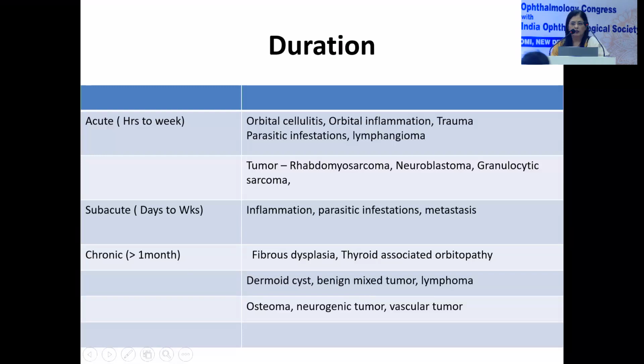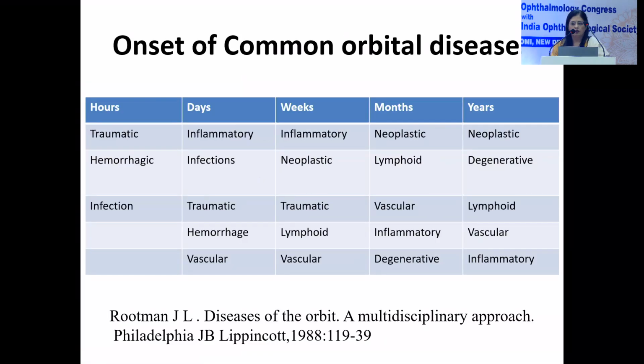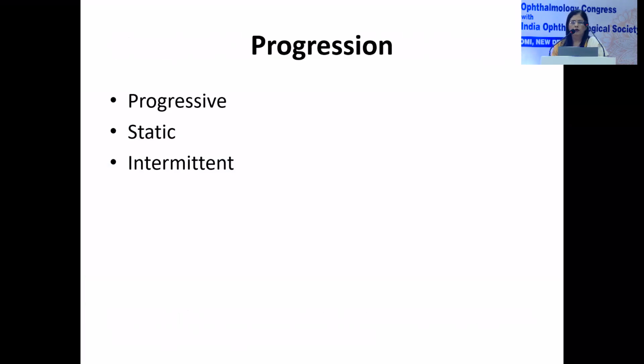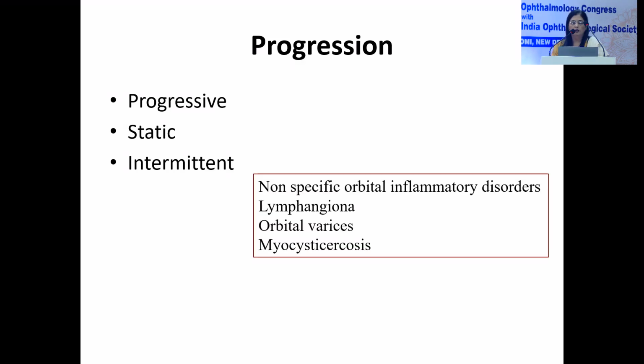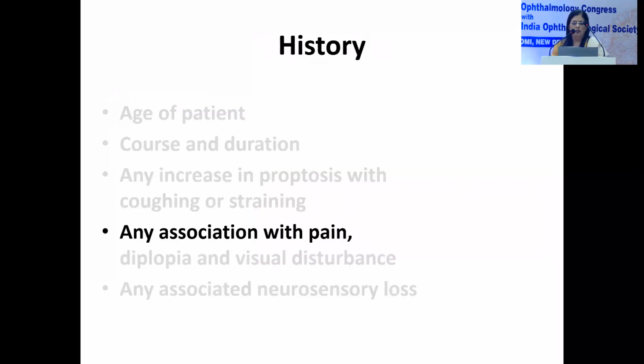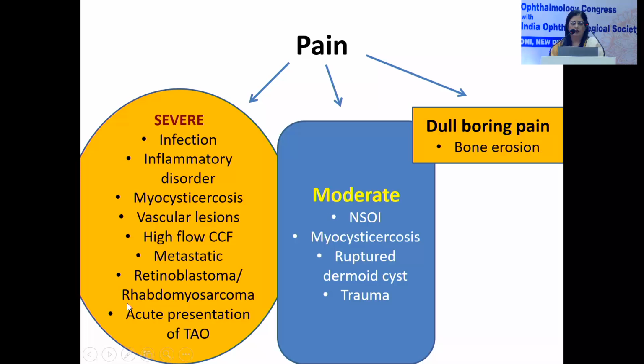So the course of the disease is very important to note, whether it's within hours or taking months or years for the proptosis. Progression should be noted, whether it's a progressive disease, static, or intermittent. Intermittent ones are usually seen in cases like lymphangioma or varices. And is it associated with pain? Severe pain is usually seen in cases of infection, inflammation, vascular lesions like high flow CCF, or malignancies, and dull boring pain can be seen when there is bone erosion.